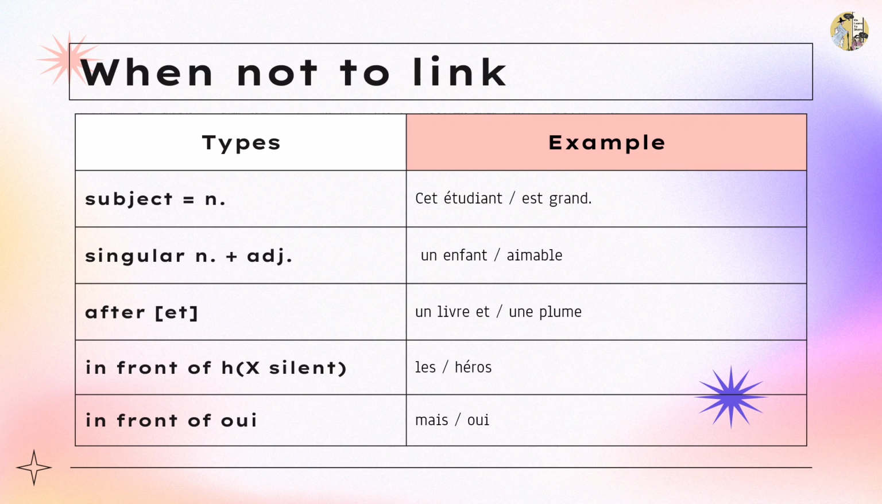And finally, we have in front of oui. So oui means, you guys should all know this, yes. And in front of oui, we shouldn't link the pronunciations. For example, I have here mais oui. This means but yes. You should definitely try to not link these two pronunciations.